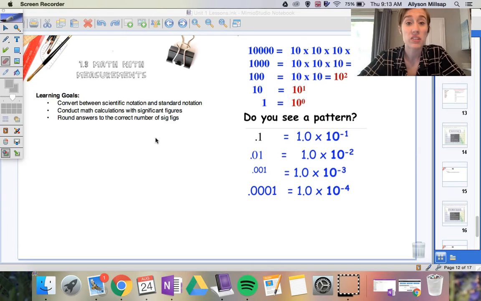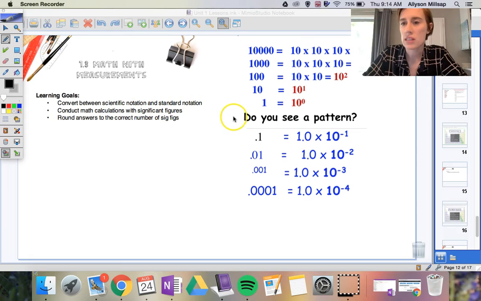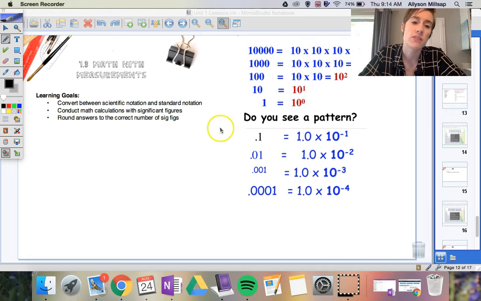Welcome to 1.3. In this video we are going to learn how to do some basic calculations with our significant figures. So this is called Math with Measurements. Our learning goals today are to convert between scientific notation and standard notation. Again, that's probably something that you've already learned before. We're going to learn how to do some math calculations with significant figures, and then we're also going to learn how to round our answers to the correct number of significant figures.